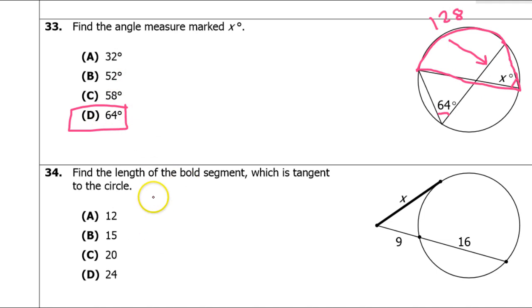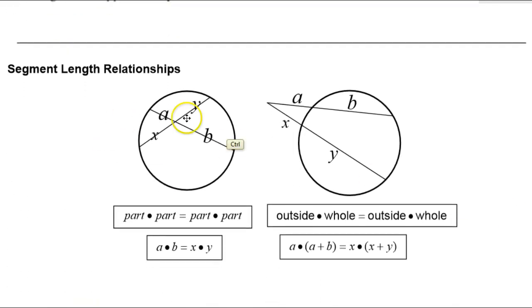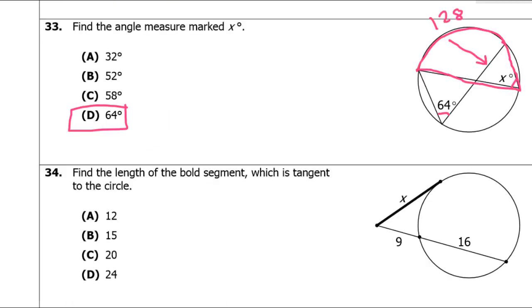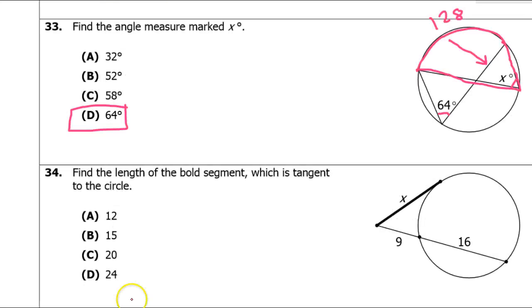All right, now look at problem number 34. Okay, these are all segments. So let's see if this will switch to the formula sheet for me this time. Okay, so we're dealing with one of these. Let's see, which one was it? Okay, we have segments and it's going outside of the circle. So the rule is it's going to be the outside times the whole thing is equal to the outside times the whole thing. All right, so like A times A plus B is equal to X times X plus Y. So that's the rule that we're going to use.